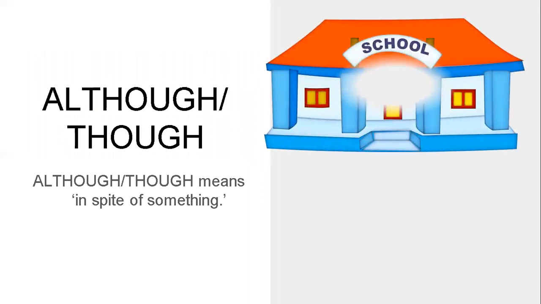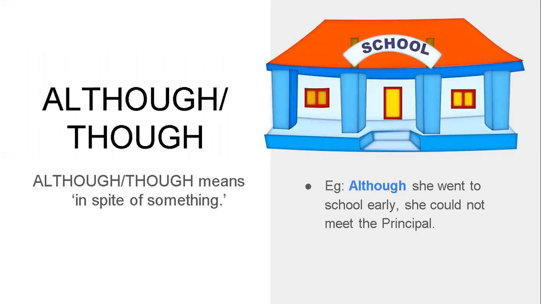Although. Although means in spite of something. I'll give you an example. Although she went to school early, she could not meet the principal. That means, in spite of going to school early, she could not meet the principal.